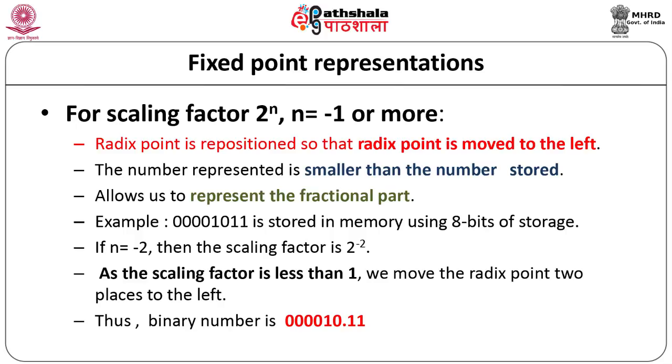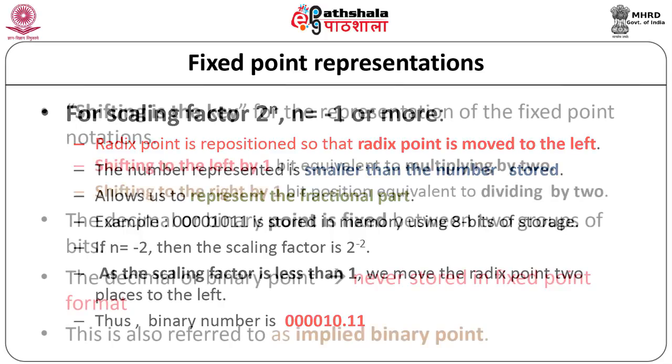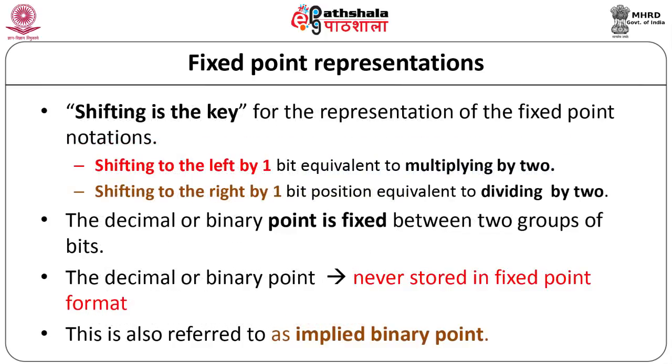If n is equal to -2, then the scaling factor is 2 raised to -2. As the scaling factor is less than 1, we move the radix point 2 places to the left. This gives a binary number 000010.11. From these three approaches, it is clear that shifting is the key for the representation of fixed point notations. Shifting an integer to the left by 1 bit position is equivalent to multiplying the number by 2.